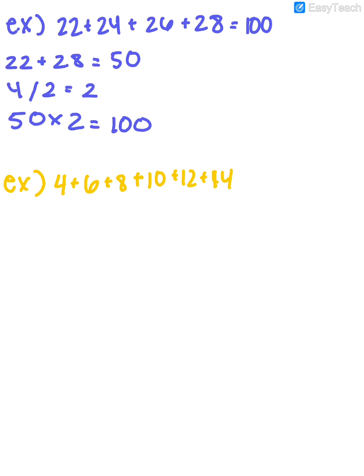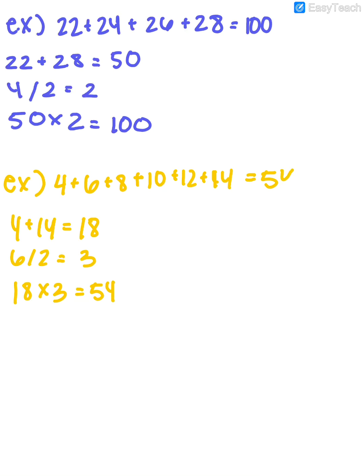So we're going to take the first and last number, 4 plus 14, you're adding those up, that's 18, and then the amount of numbers in the sequence, which is 6, divided by 2, which is 3, so you're going to do 18 times 3, which is equal to 54, and so your answer is 54. So yeah, it is pretty simple.